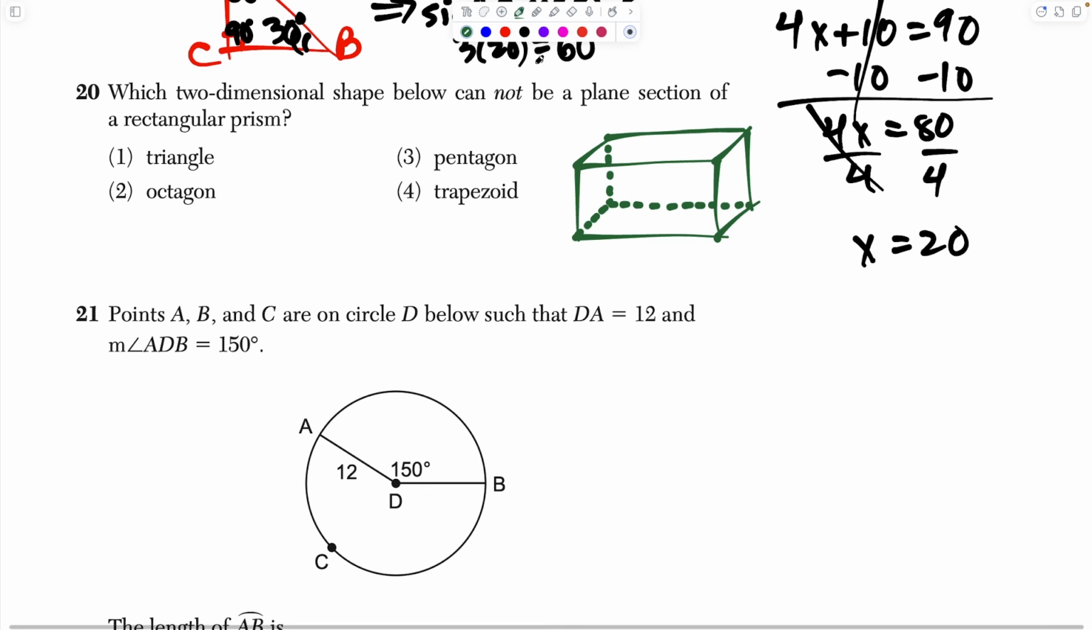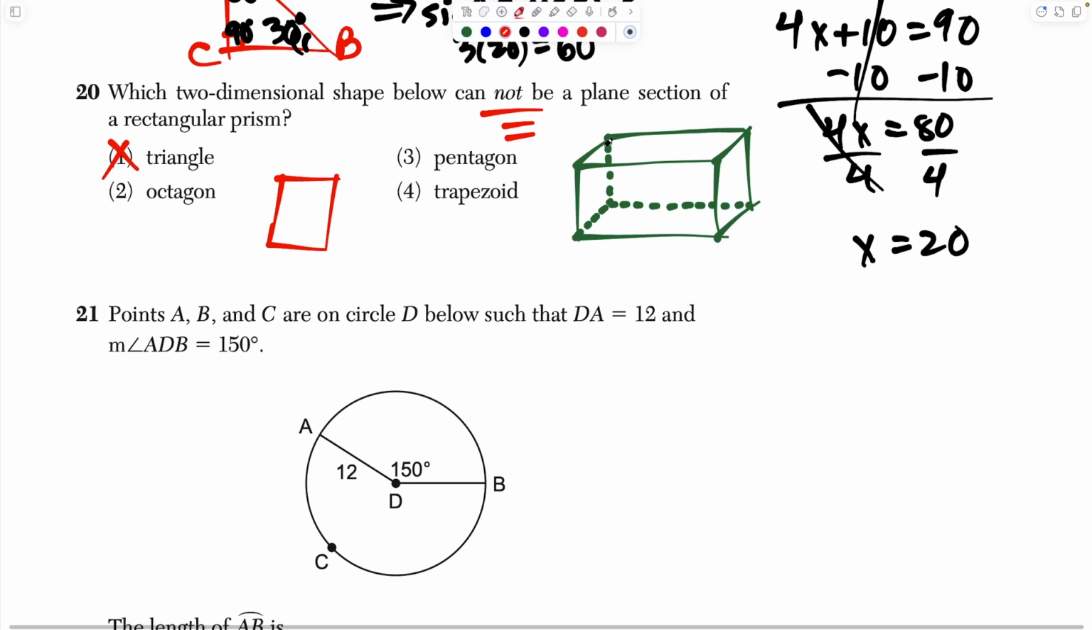So a plane section, just imagine you have a blade of some kind and you are chopping this shape. Okay, so the blade, a plane section just means that it's going to be something like this. So just imagine it's like a cleaver or something, like you're cutting vegetables, but you're just chopping this shape. Now you could cut it any direction you want. So a triangle is possible. So we want to know which one cannot happen.